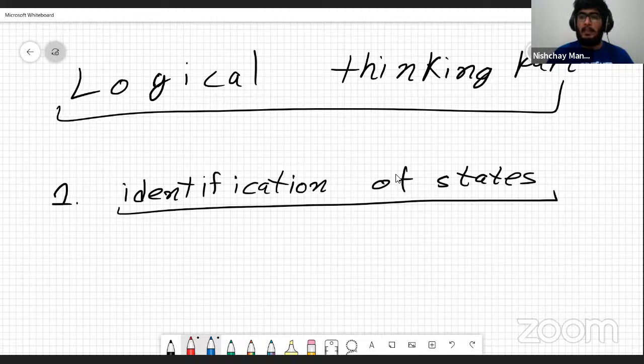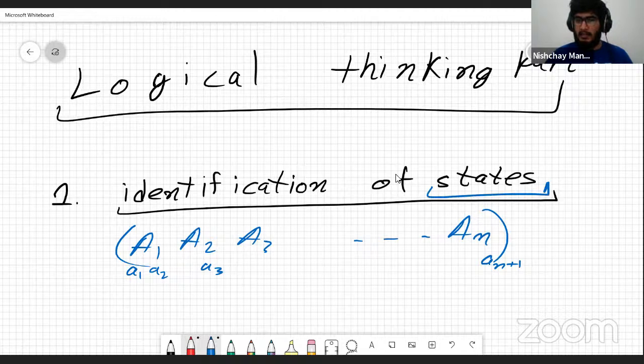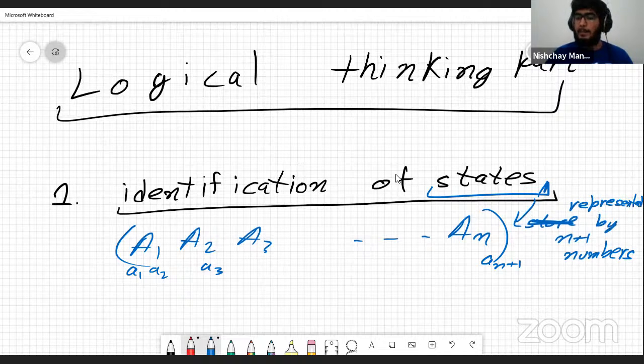Like in the problem above, which I was talking about, matrix multiplication, you can have a state which includes all of the numbers, A1, A2, A3, up until An. This is one state. This is going to store A1, A2, A3, up until An plus 1. So this state is going to store n plus 1 numbers, or rather this state is going to be represented by n plus 1 numbers.